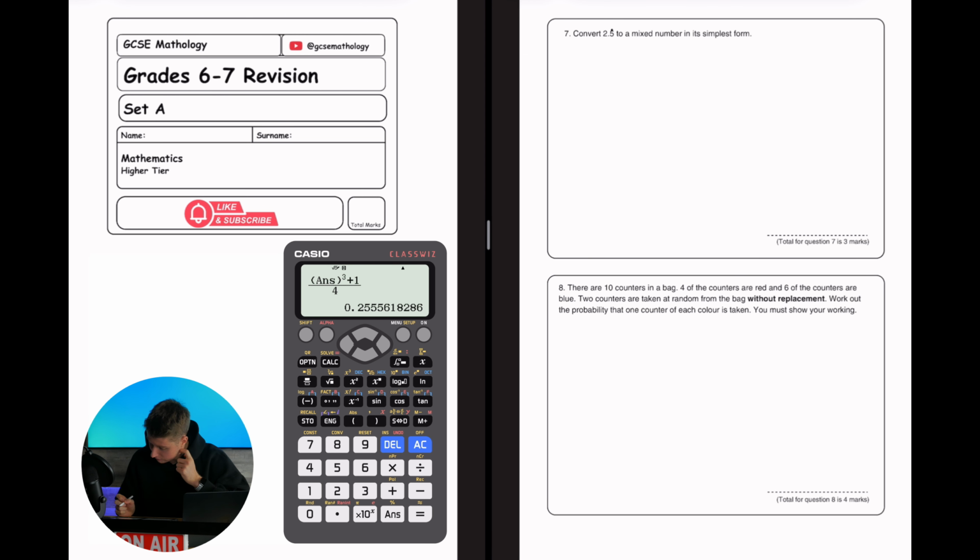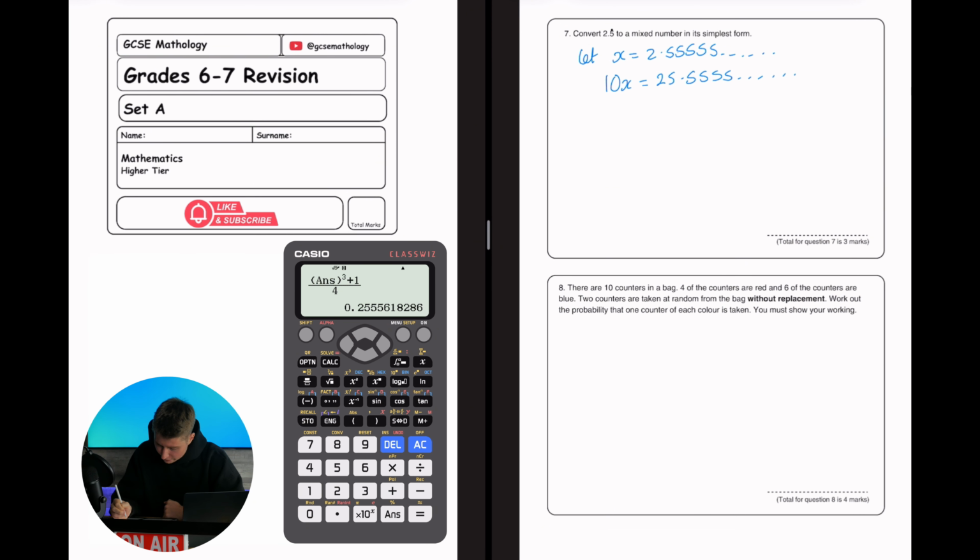Question 7 says convert 2.5 recurrent to a mixed number in its simplest form. So to do these types of questions, we need to say let x equal 2.55555 and so on. Then we go to 10x, and this is equal to 25.5555. So what we're doing here is we're timesing both sides of the equation by 10.